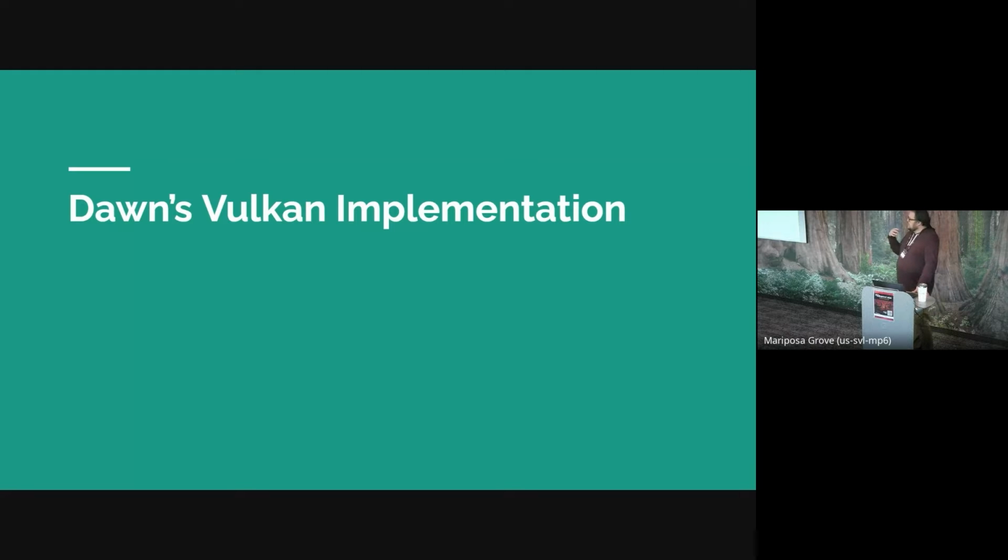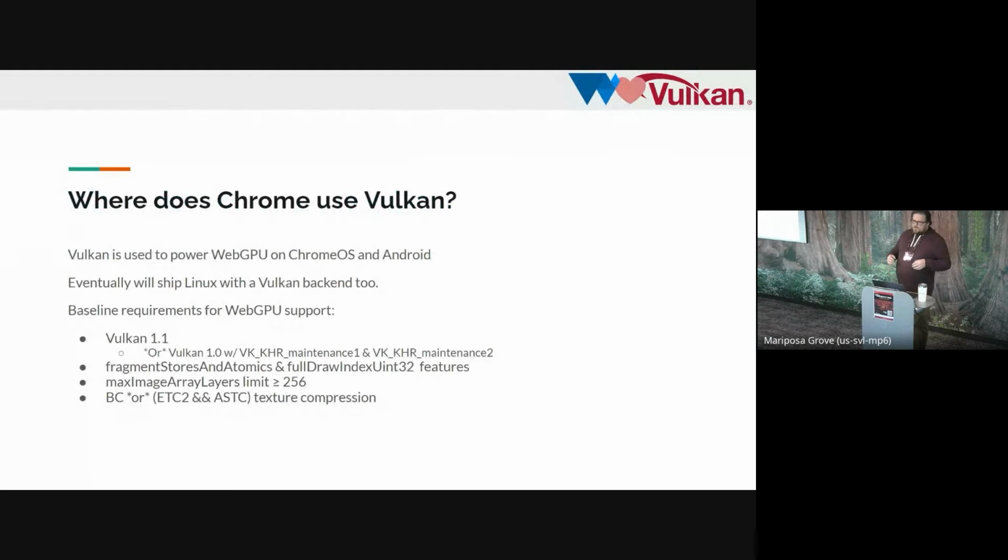So now getting into our Vulkan implementation. Like I said, Dawn is Google's implementation of the API. Chrome uses Vulkan as the backend for Dawn on Chrome OS and Android, and we will eventually ship on Linux as well. There are some dependencies there that have to do with how the compositor works and whatnot that we're working around. And we do have a fairly minimal set of requirements that we expect from a Vulkan implementation before we can run on it. You can see it up there.